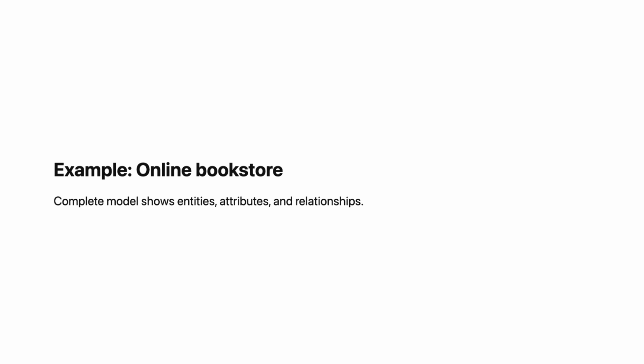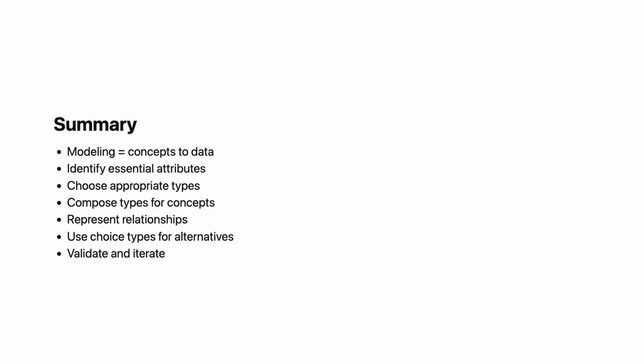An order has id, customer id, status, and items. Status is a choice: pending, paid, shipped, delivered, cancelled. Items is a list of order lines. An order line has book id, quantity, and price at purchase time. We store price at purchase because the book price might change later. This model captures the essential entities and their relationships. Each type is focused. Each attribute has a purpose.